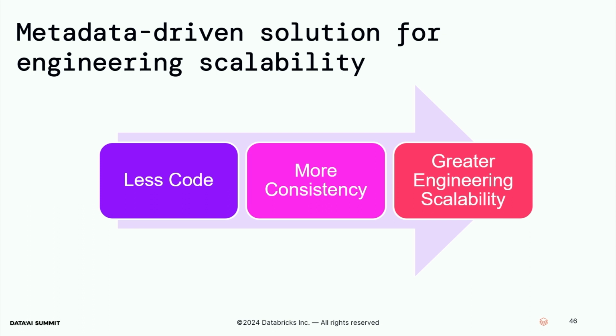So having a metadata-driven solution gives us the ability to deliver more data pipelines with less code, but a lot more consistency. Ultimately, that gives us greater engineering scalability. Like I mentioned, this homegrown metadata-driven framework only took about 300 lines of code to implement. We wrote probably another 300 lines of code to test everything thoroughly. But compared to the effort required to build such a thing, the reward was phenomenal.